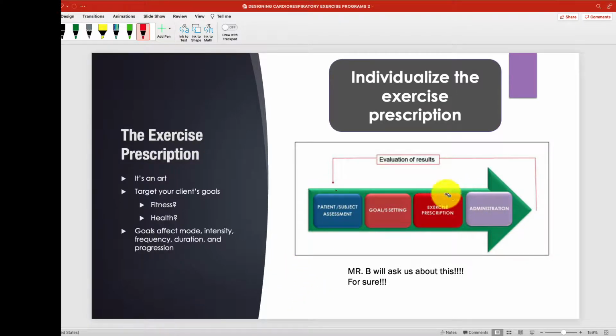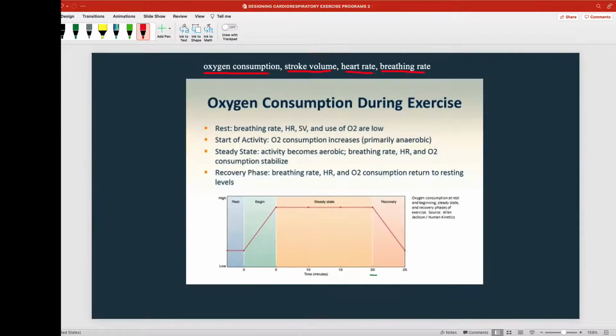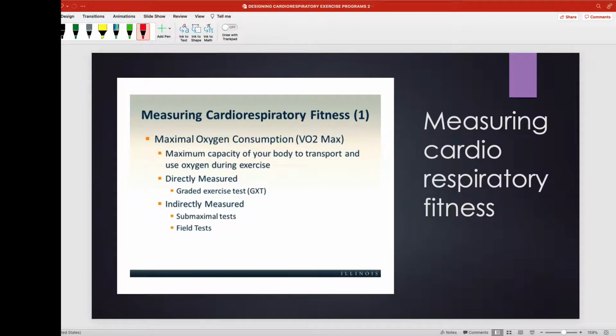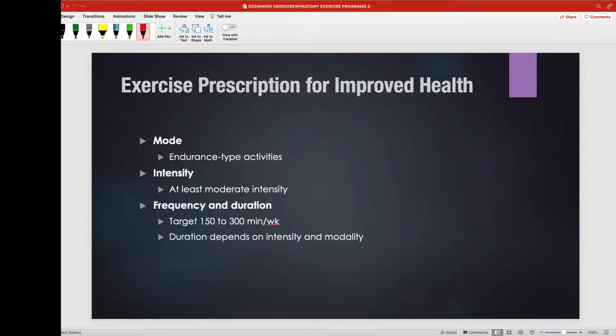Once we prescribe, we have to think about these adaptations. I have to think about how the body is using oxygen during this exercise, and how we're going to measure it. After we've administered and prescribed, when we come back through, we're going to have to reevaluate, and we want to see some changes that have happened.